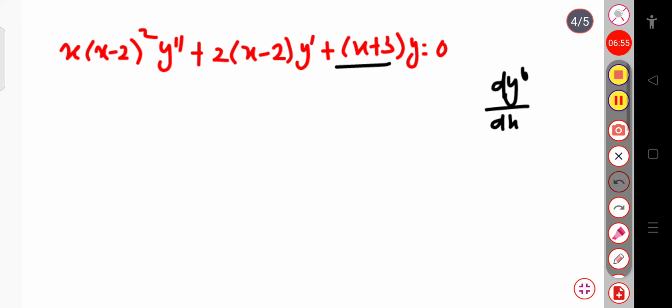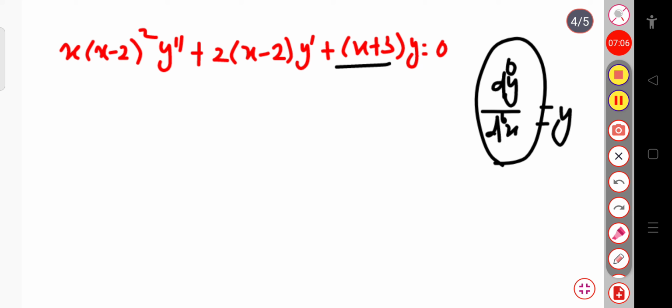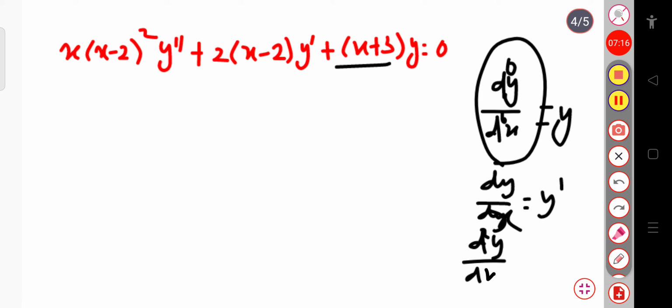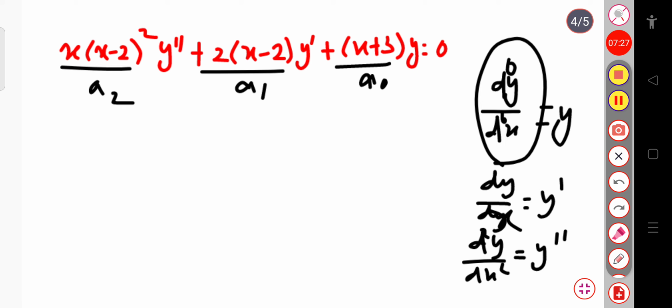The 0th order derivative is d0y by d0x, or simply we can write y. For the first order derivative I will write dy by dx. If I write d square y by dx square, this is the second order, y double prime. So I will denote the coefficients as a0, a1, and a2. This is the 0th order derivative, this is the first order derivative, and this one is the second order derivative.